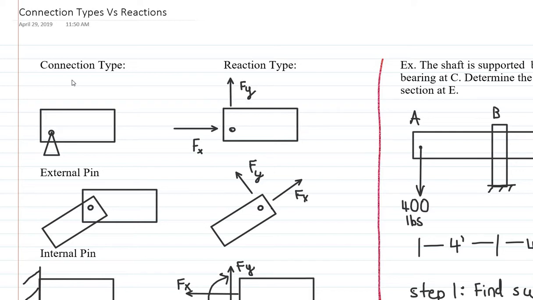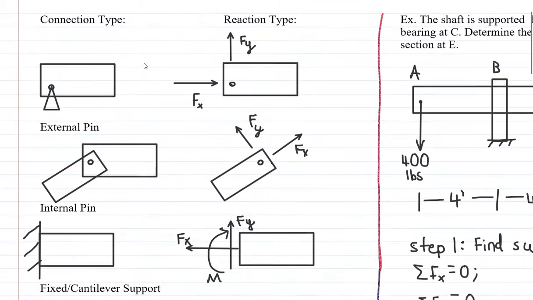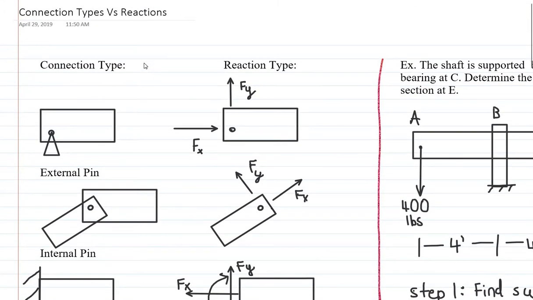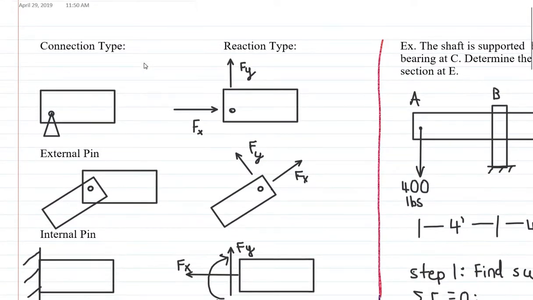Going on today, guys? Today we'll be looking at connection types versus reactions, and we'll do a simple example. So we have about 8 different connection types that will be used in engineering applications or engineering questions.